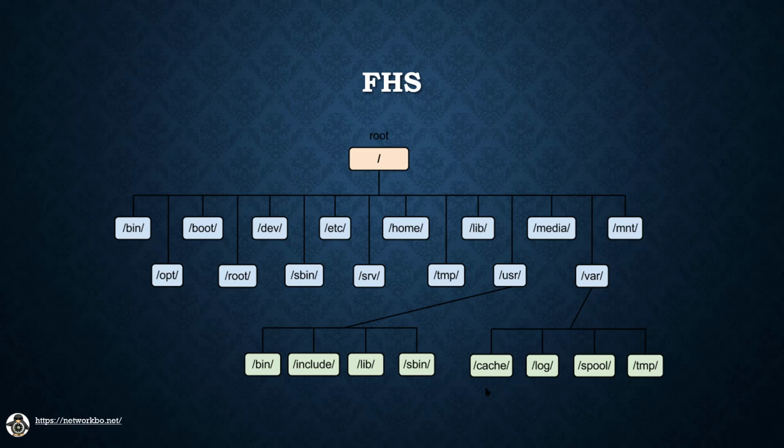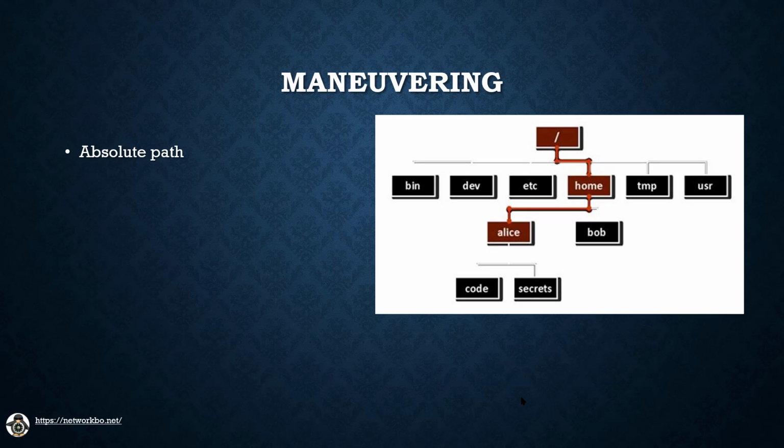As you can see, it starts from the root, and then underneath the root you have the /bin, /boot, /dev, /etc, /home, /lib, /media, and /mnt folders, and then even the /usr folder can be further broken down into its own subfolders. Maneuvering around the file system.